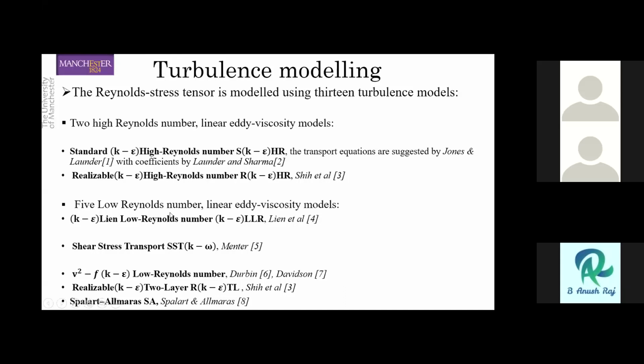And then 5 low Reynolds number linear eddy viscosity models. Those are the Launder-Sharma K epsilon low Reynolds number, shear stress transport SST K omega, V2F K epsilon low Reynolds number, realizable K epsilon 2-layer, and the last one, the Spalart-Allmaras, which is a one equation model.